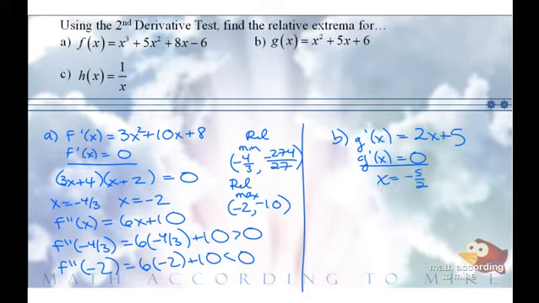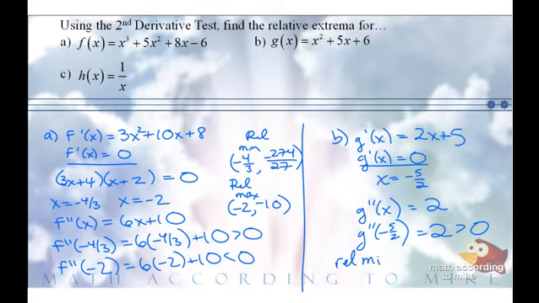We'll now find the second derivative. What is the second derivative? 2. Don't be scared. Stick in negative 5/2 for x. What do you get? 2. So g double prime equals 2 means no matter what you stick in for x, you're always going to get 2. So when we stick in negative 5/2, we get 2, and 2 is positive, which means negative 5/2 is a relative min.